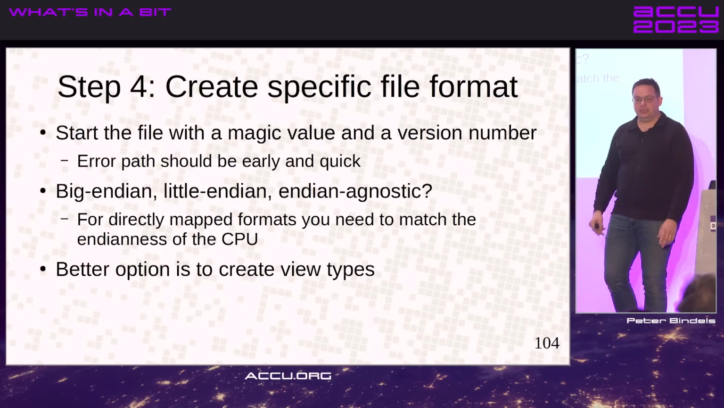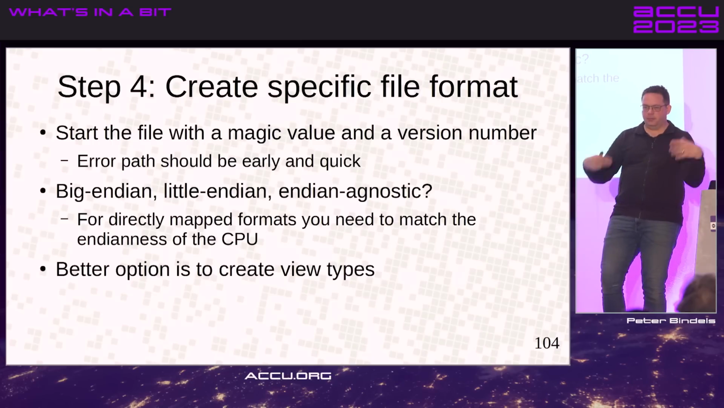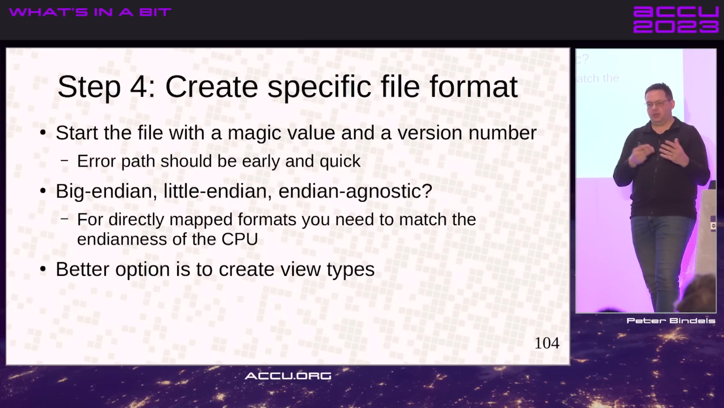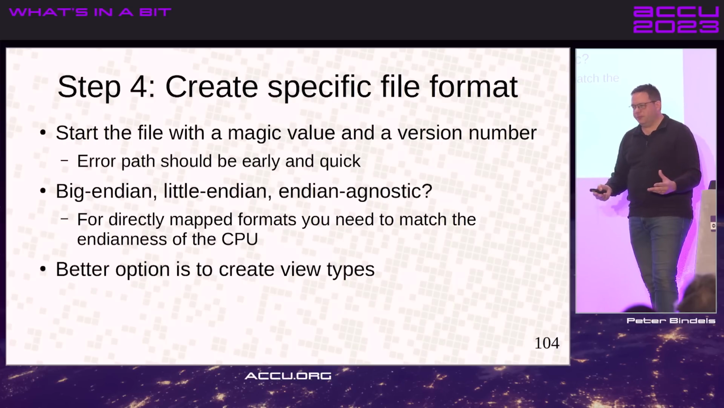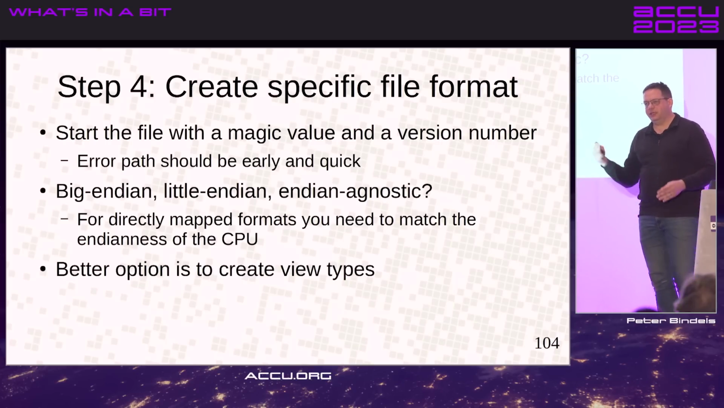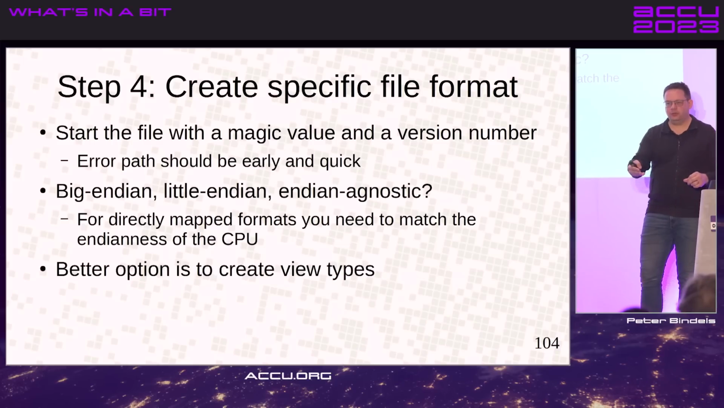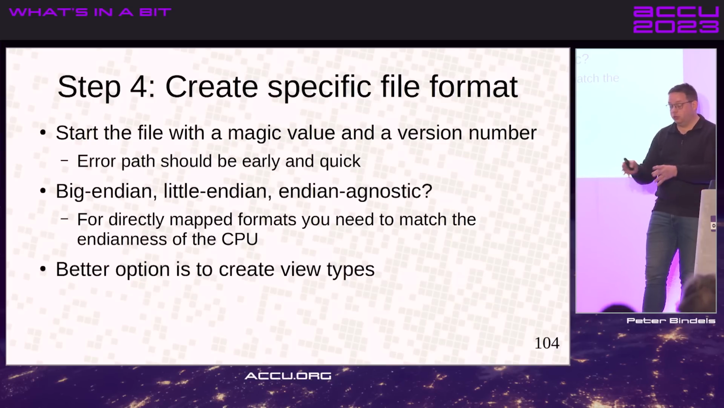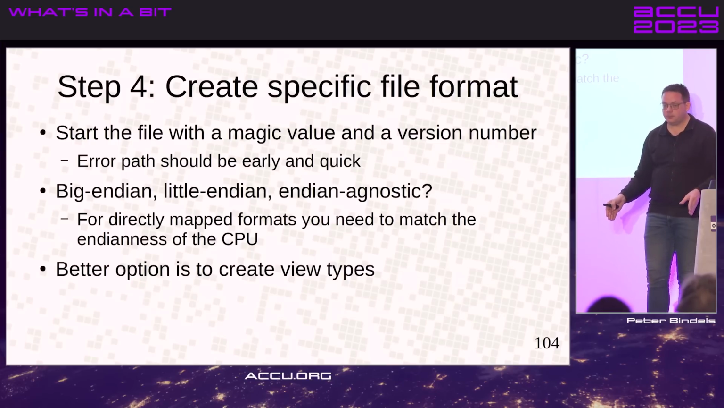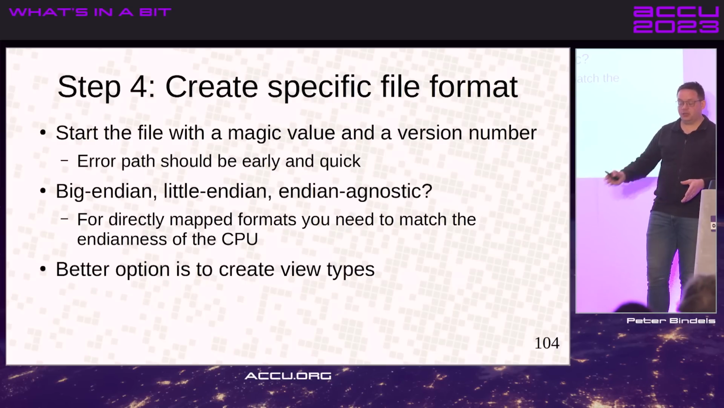And the best option is that instead of taking your file, memory mapping it, and then casting it to some kind of a structure pointer, instead make a view type. A view type is a thing that takes the same span of bytes, but instead of having direct access to it, it takes a library abstraction to read from that. It doesn't copy data, it just interprets it for you. And in that case, you don't need to know the endianness. Your view type does this for you, and it will be almost as fast or exactly as fast as direct access would be.